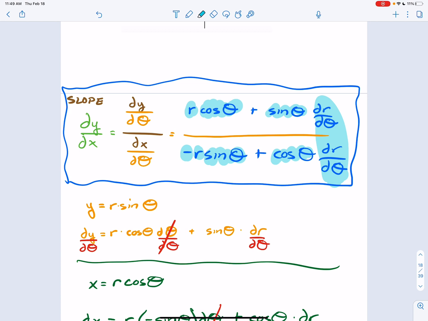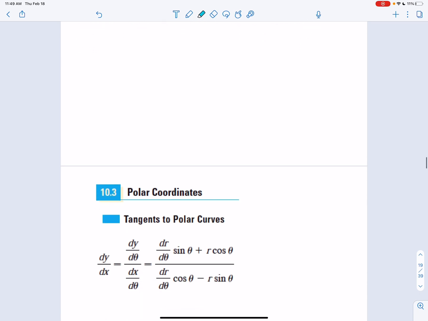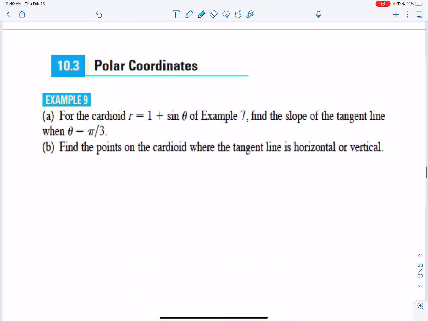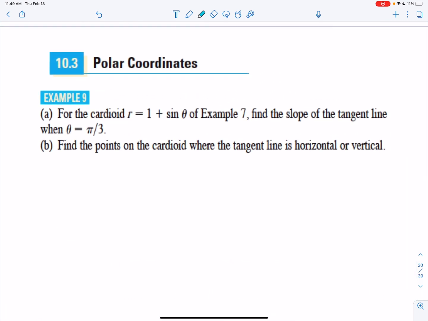Cool. So all of this here represents slope. I'm going to show you how we use that in this one example. Write this one down, press play when you're ready. We have this cardioid, 1 plus sine theta. That's the one where it kind of looks like a circle, but it got punched in. We want to find the slope of the tangent line when theta equals pi over 3.